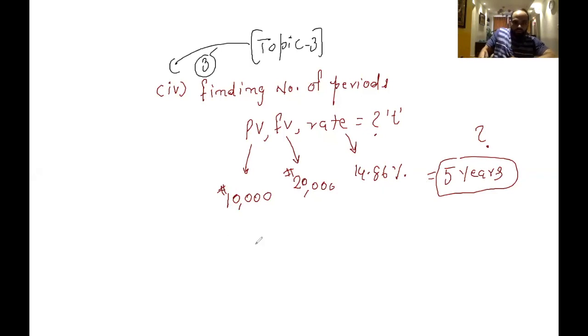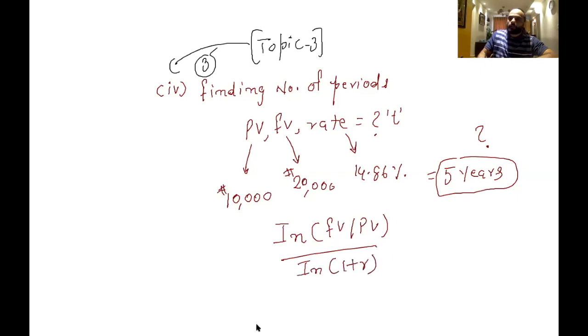So we have a formula. The formula is ln of future value divided by present value, divided by ln of 1 plus R. This ln is the natural log that you can find in your calculator. There is an option for ln in the right corner. I don't know if you can see it, but I guess you can. So if you use this ln and insert this information, you will get the same answer. Let's check whether it's 5 years or something else.